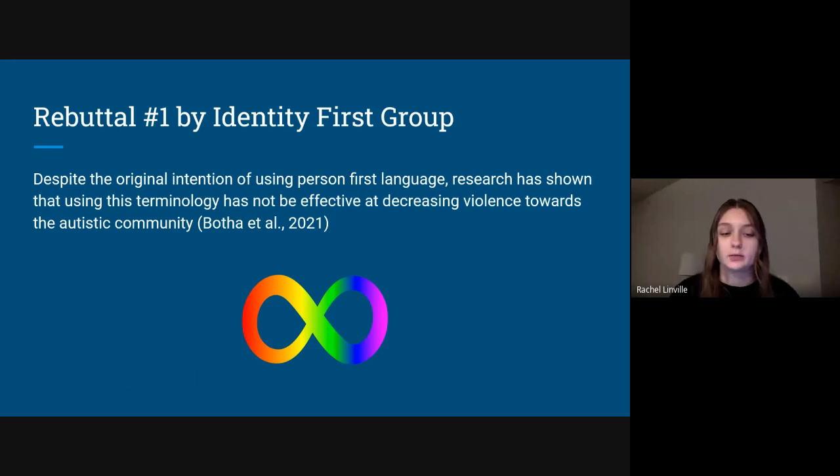So despite the original intention of person-first language, research has shown that it is not actually effective at decreasing violence towards the autistic community. Botha et al. states that violence is still occurring against autistic people despite the use of person-first language. Instead, it can be argued that person-first language perpetuates violence and stigmatization by separating the person from autism, driving a wedge between the two, and in turn making autism something bad or something to overcome instead of an integral part of who these individuals are.